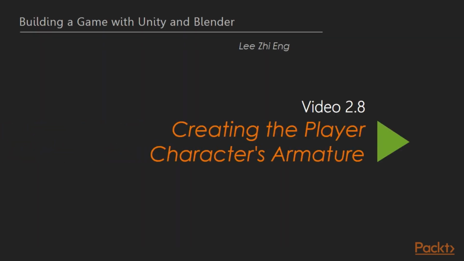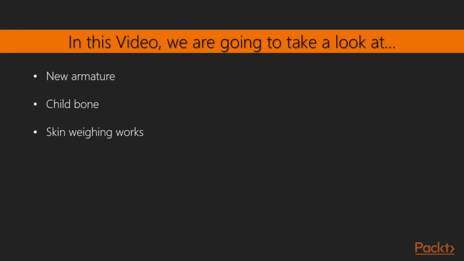Hi, and welcome to the next video, creating the player character's armature. In the previous video, we created a monster's armature. In this video, we're going to take a look at creating a new armature. Then we will create a child bone from the root bone and bind the armature to the character mesh. Finally, we will understand how skinning weighing works.